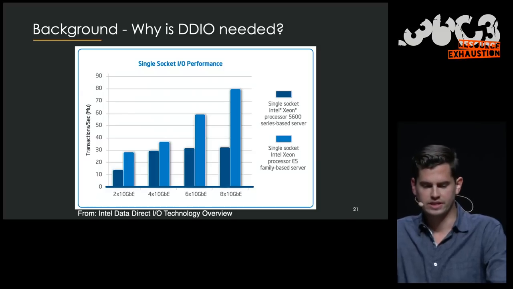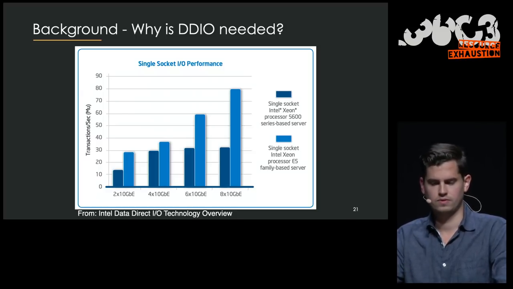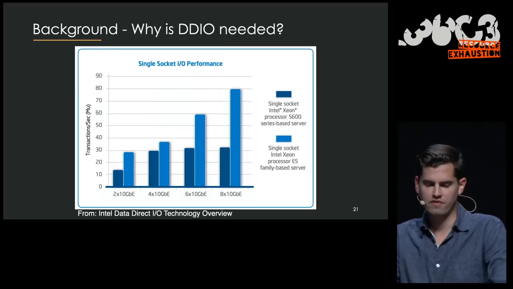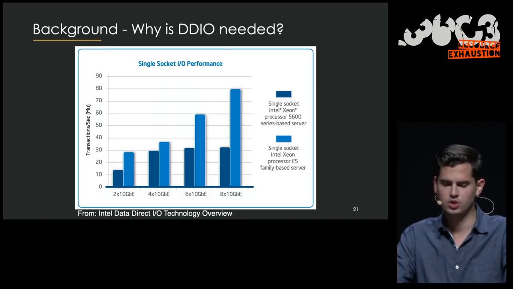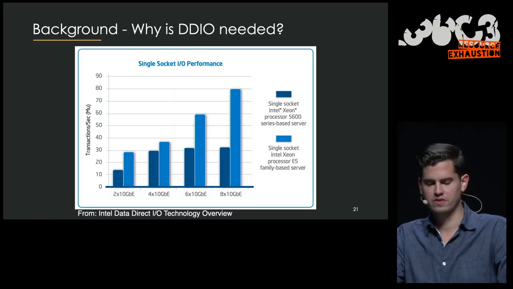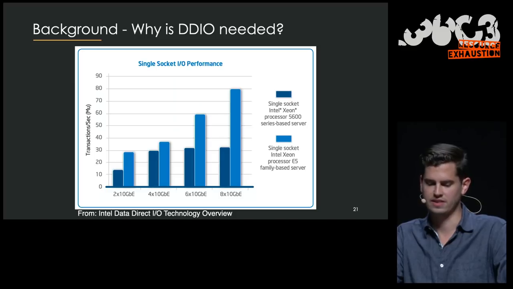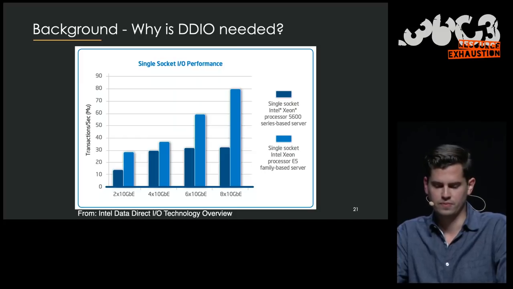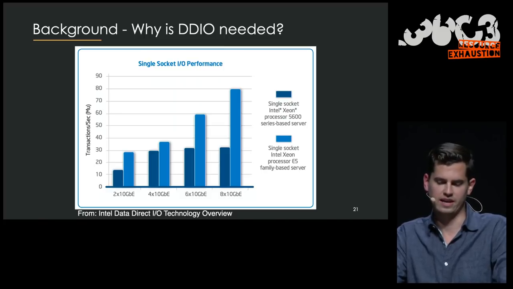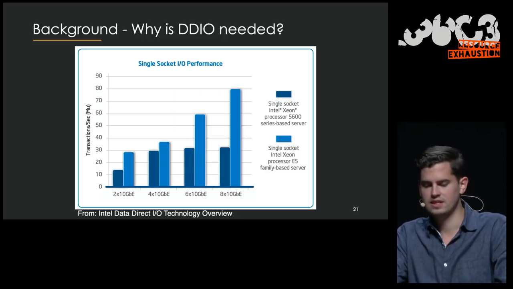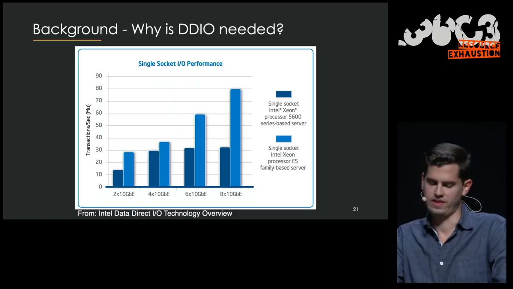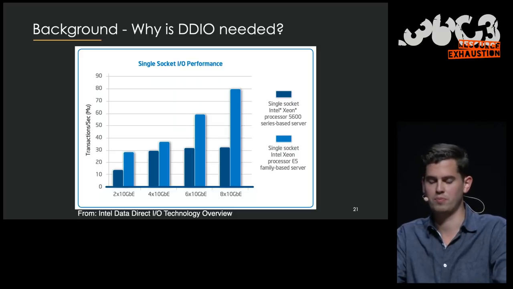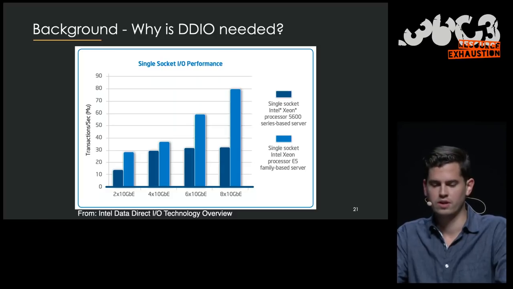But why is DDIO actually needed? Well, it's for performance reasons. Here we have a nice study from Intel, which shows on the bottom different numbers of NICs. We have a setting with 2 NICs, 4 NICs, 6, and 8 NICs, and you have the throughput for it. As you can see with the dark blue, without DDIO, it basically stops scaling after 4 NICs. With the light blue, you see that it still scales up when you add more network cards to it. So DDIO is specifically built to scale network applications.